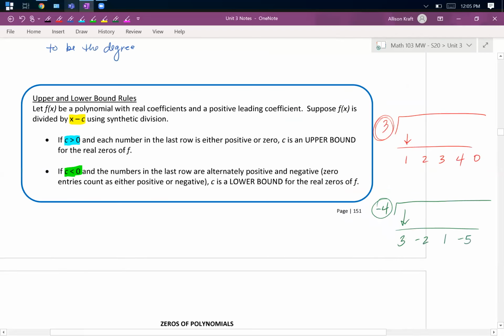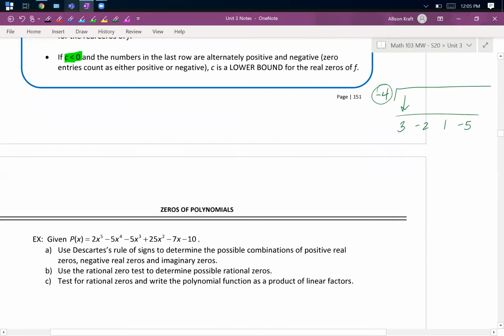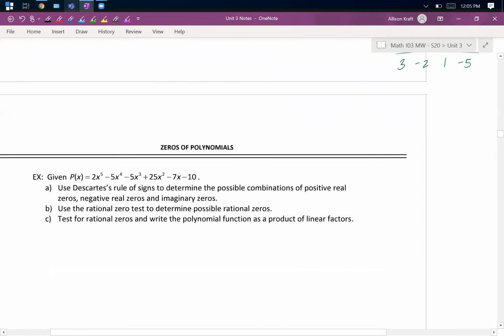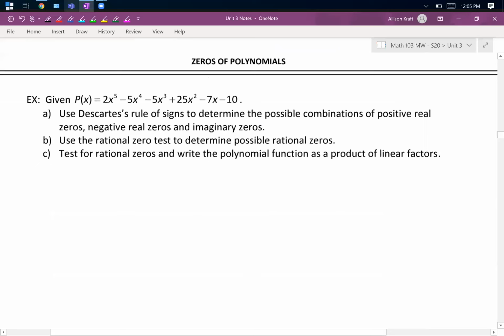Honestly, neither one of these are must-dos. It just makes the checking of the possible rational zeros easier. Shorten it up. Rather than checking all 20 numbers, maybe I only had to check 5 numbers. So let's put all this together into one problem.